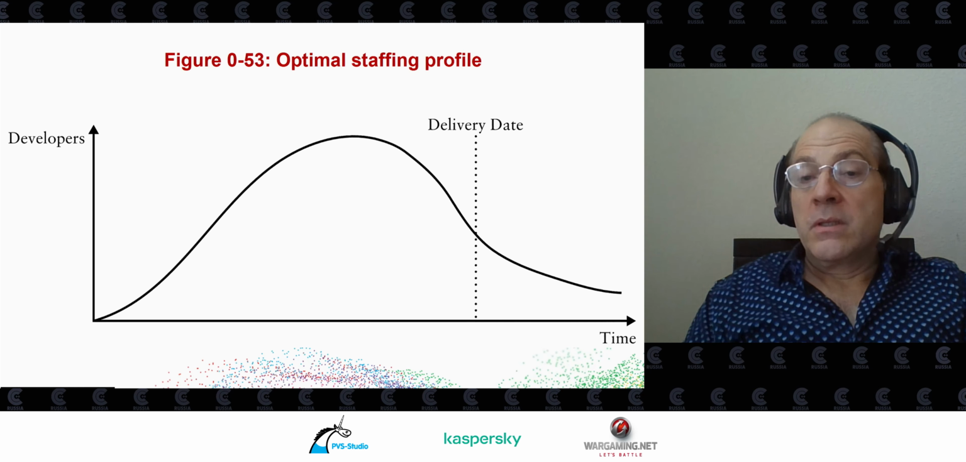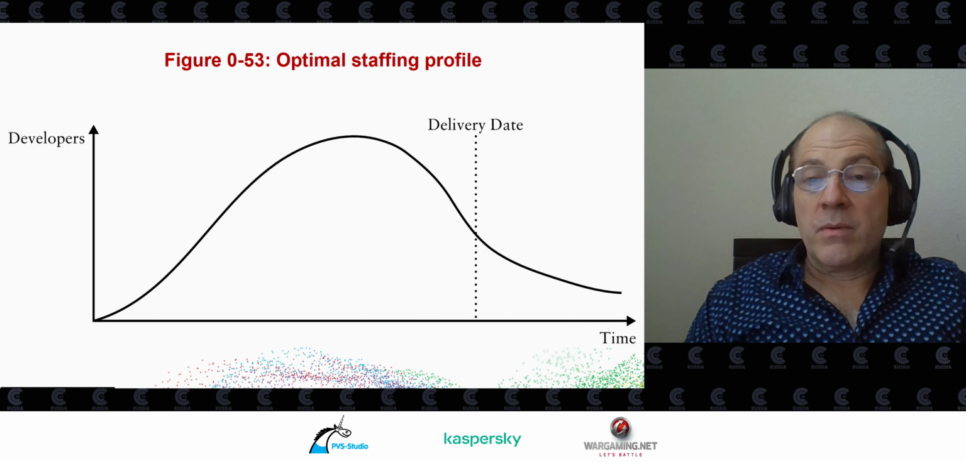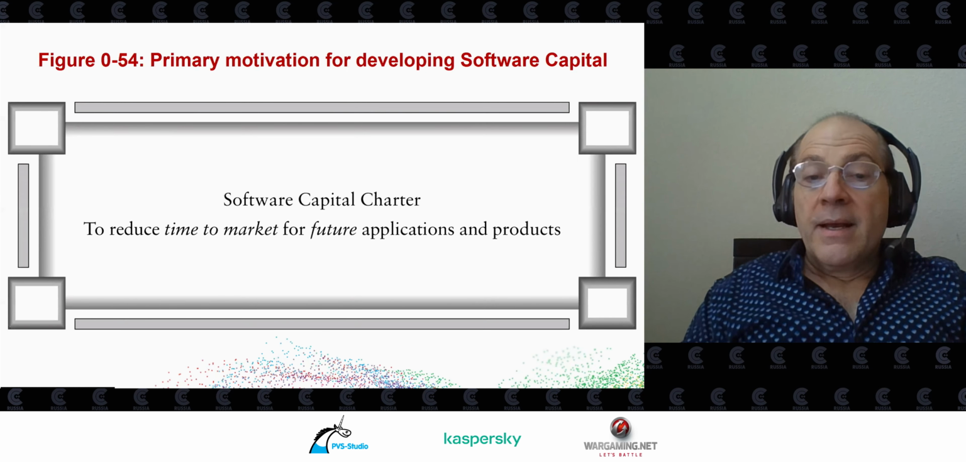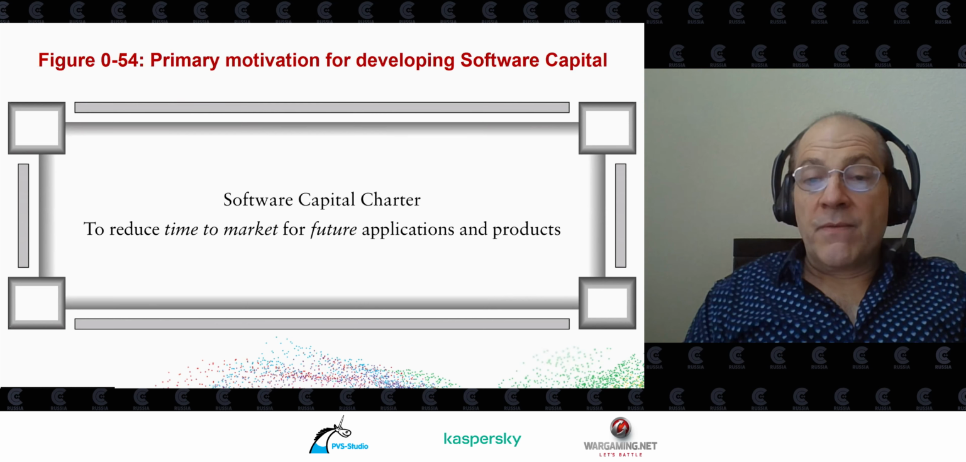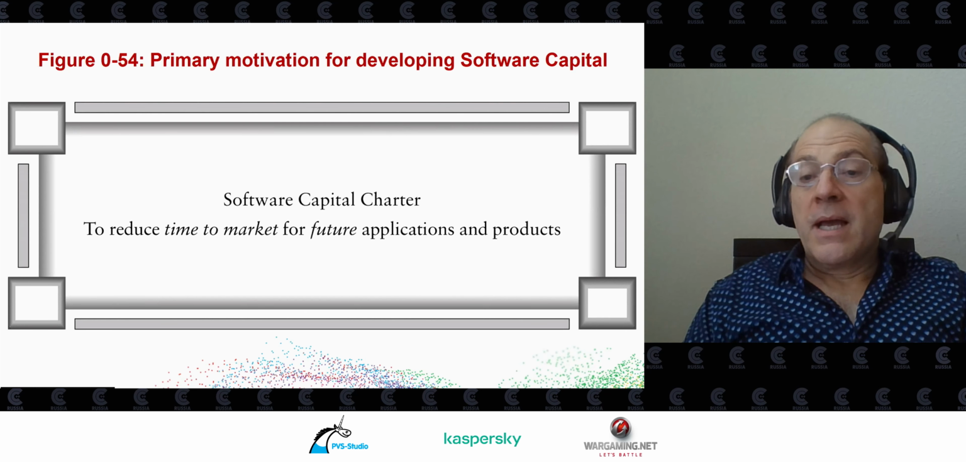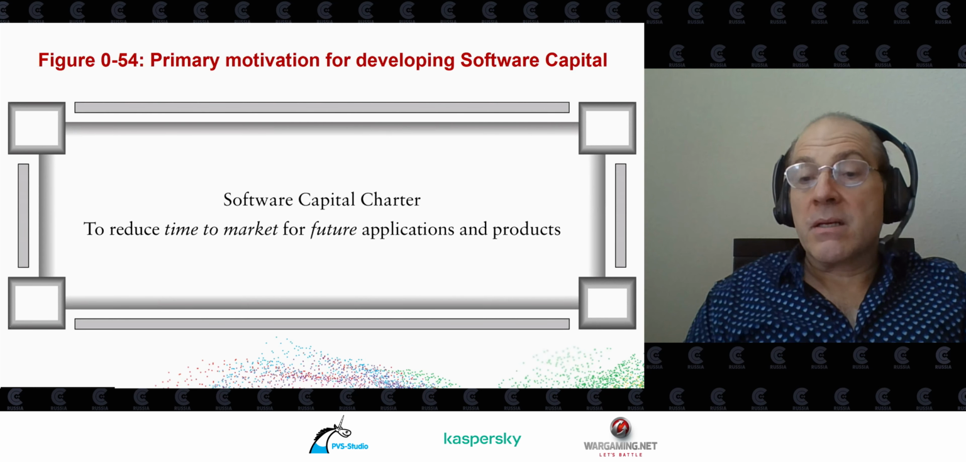What are we going to do to improve time to market in the future? What can we do today to improve time to market in the future? And the answer to that question is to provide software capital. Software capital was originally sold as being something to reduce maintenance costs. By having a highly reusable software infrastructure, we don't have people reinventing things and therefore spending time and having to maintain more and more software. That's its secondary purpose. But its charter is to reduce time to market for future applications and products.